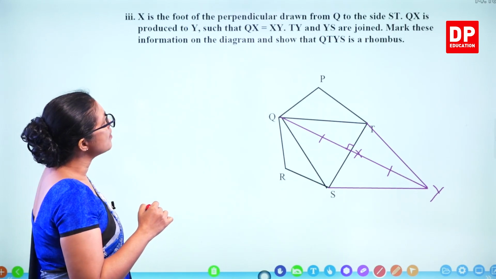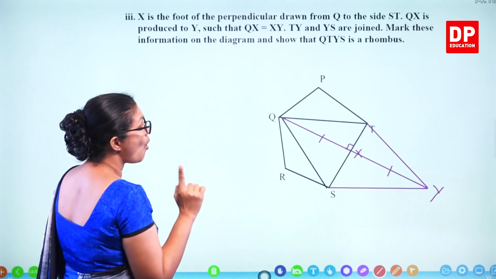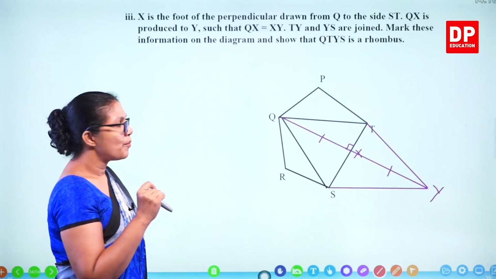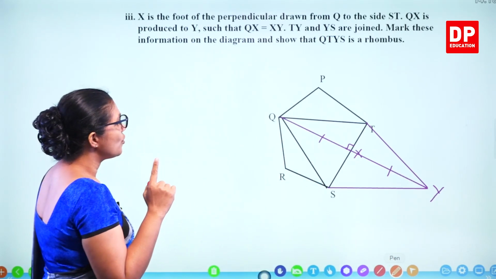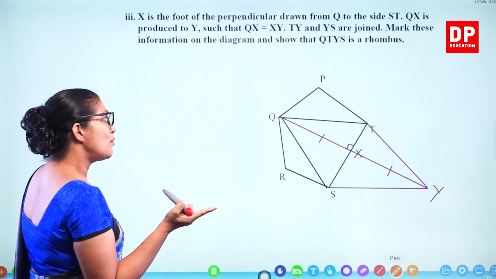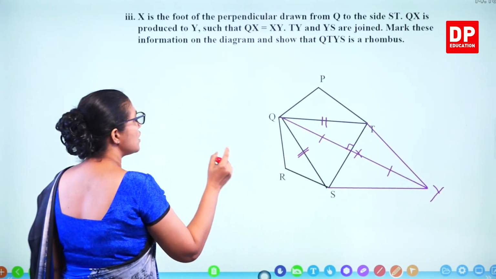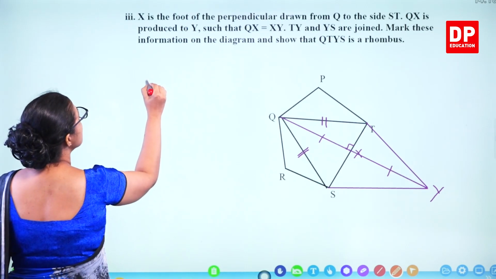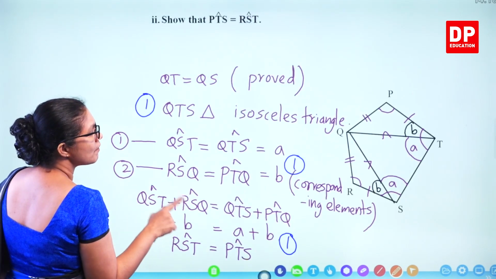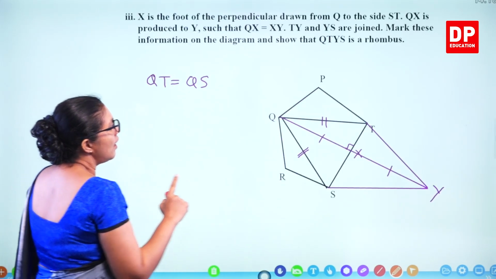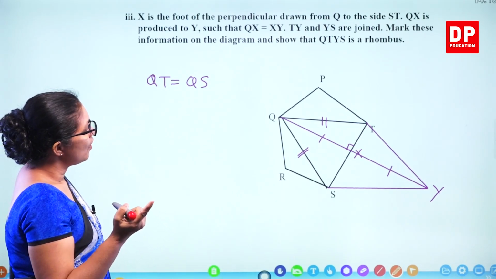Mark this information on the diagram and show that QTYS is a rhombus. So how can we show that it's a rhombus? We need to show the sides are equal. From the previous part, we found QT is equal to QS. We found QS and QT. So if it's a rhombus, adjacent sides are equal. That's okay.